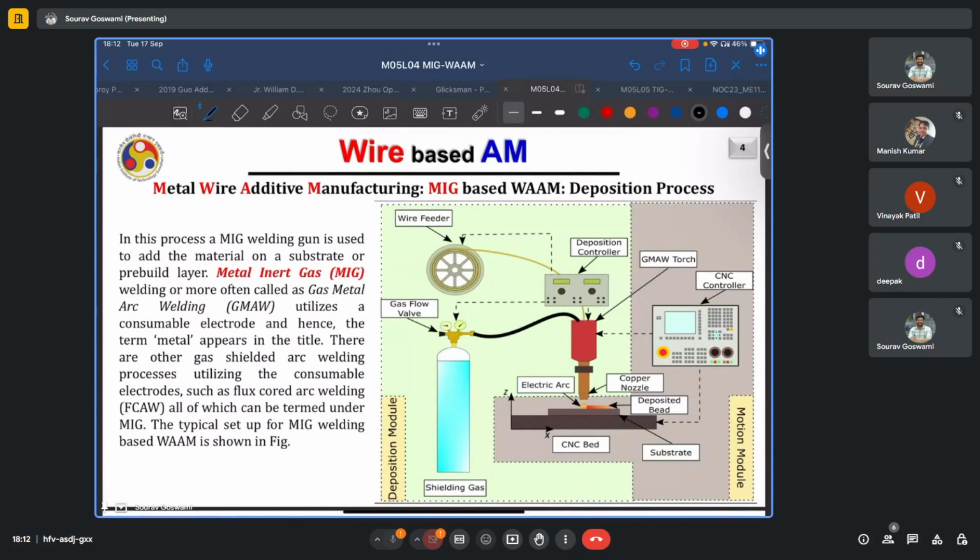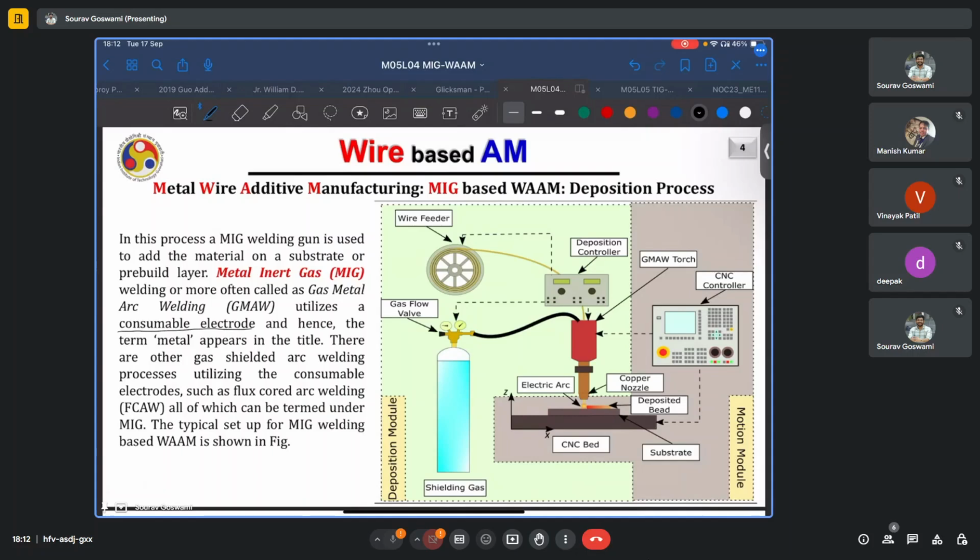Now, just a brief throwback to the MIG-based welding or WAAM process. Both of them are quite similar, in fact. So, in this case, a metal inert gas welding gun is used to add the material on a substrate. You would find that typically this welding gun is retrofitted on an existing 3-axis or 5-axis CNC machine and functions almost as well as a new AM machine. And this MIG welding, typically referred to as gas metal arc welding, utilizes a consumable electrode.